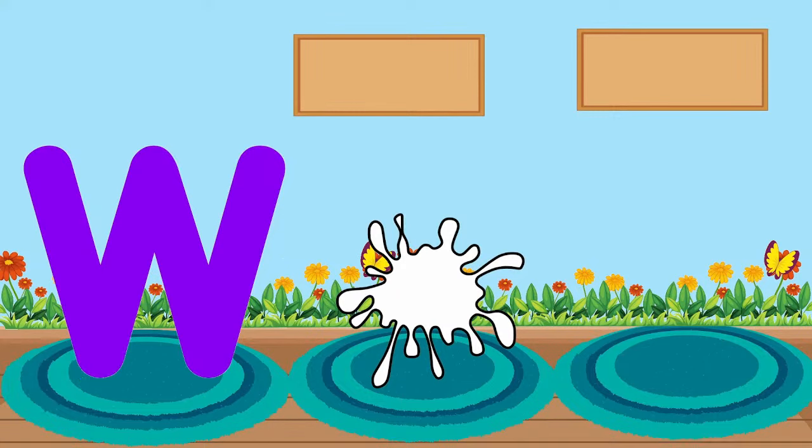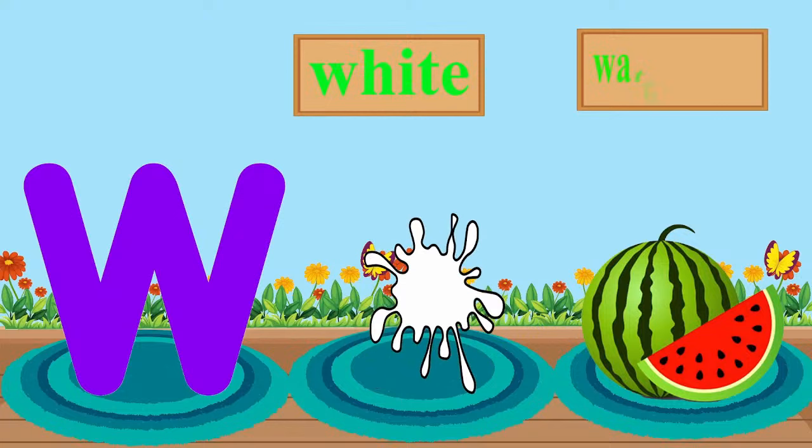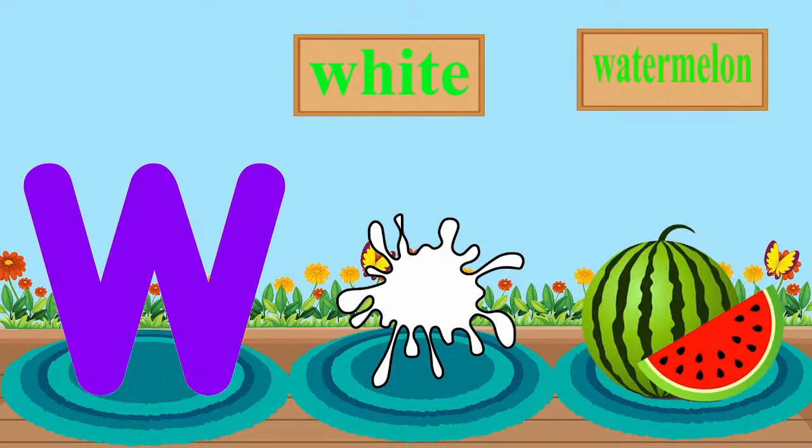White. W is for watermelon. Watermelon. W is for white. W is for watermelon. X is for xylophone.